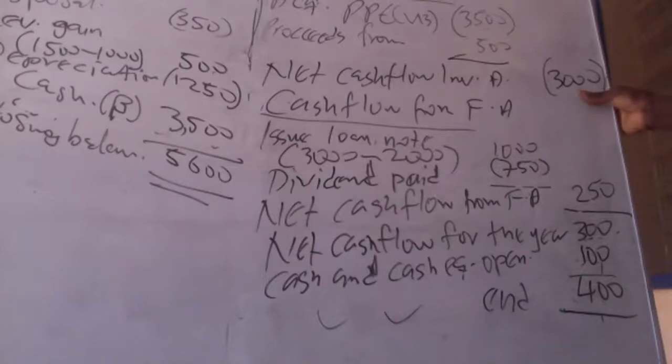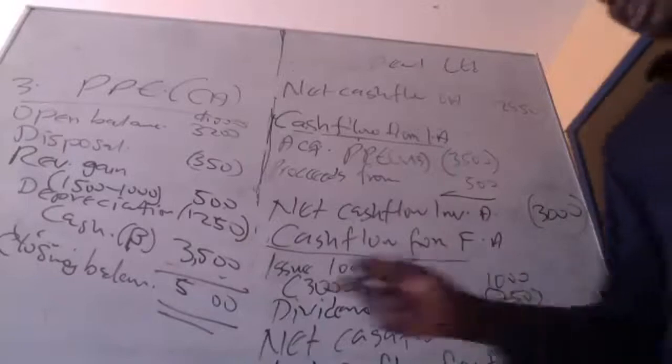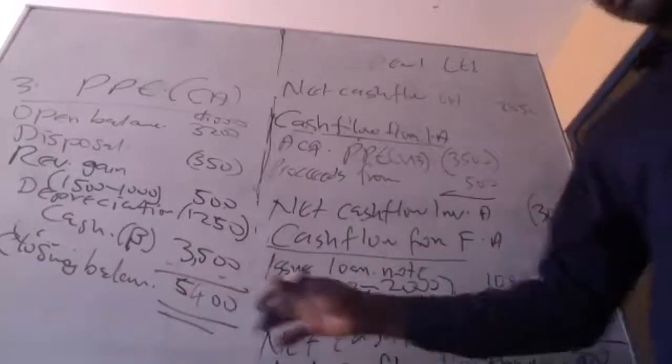Yes, we subtract. So 2,850 plus the 3,000 less the 250. What do you get? Are we subtracting the negative? Yes, we are subtracting the negative. Good. So that is it. So the closing balance is 5,400, not the 5,600.